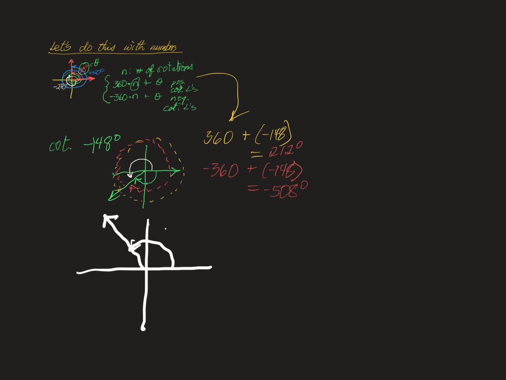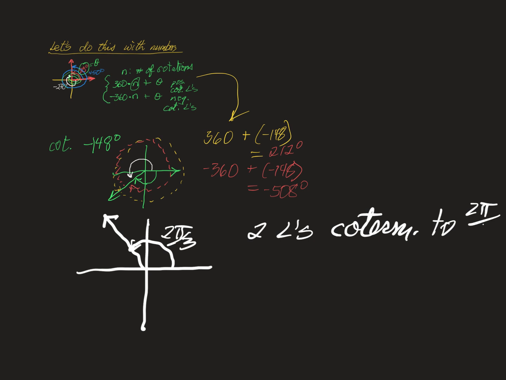Okay, so this angle is 2 pi over 3. So I want two angles coterminal to 2 pi over 3. Now this is in radians.